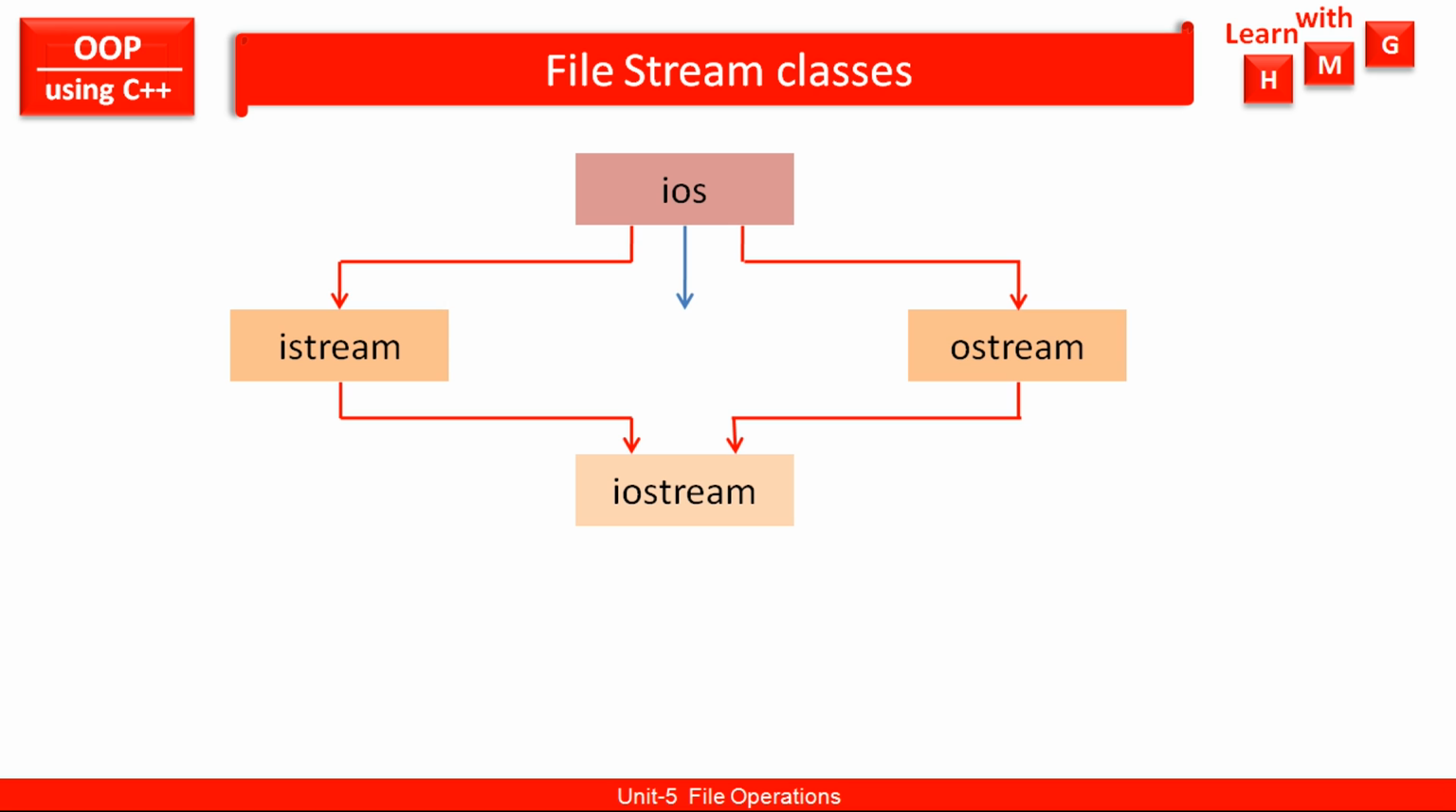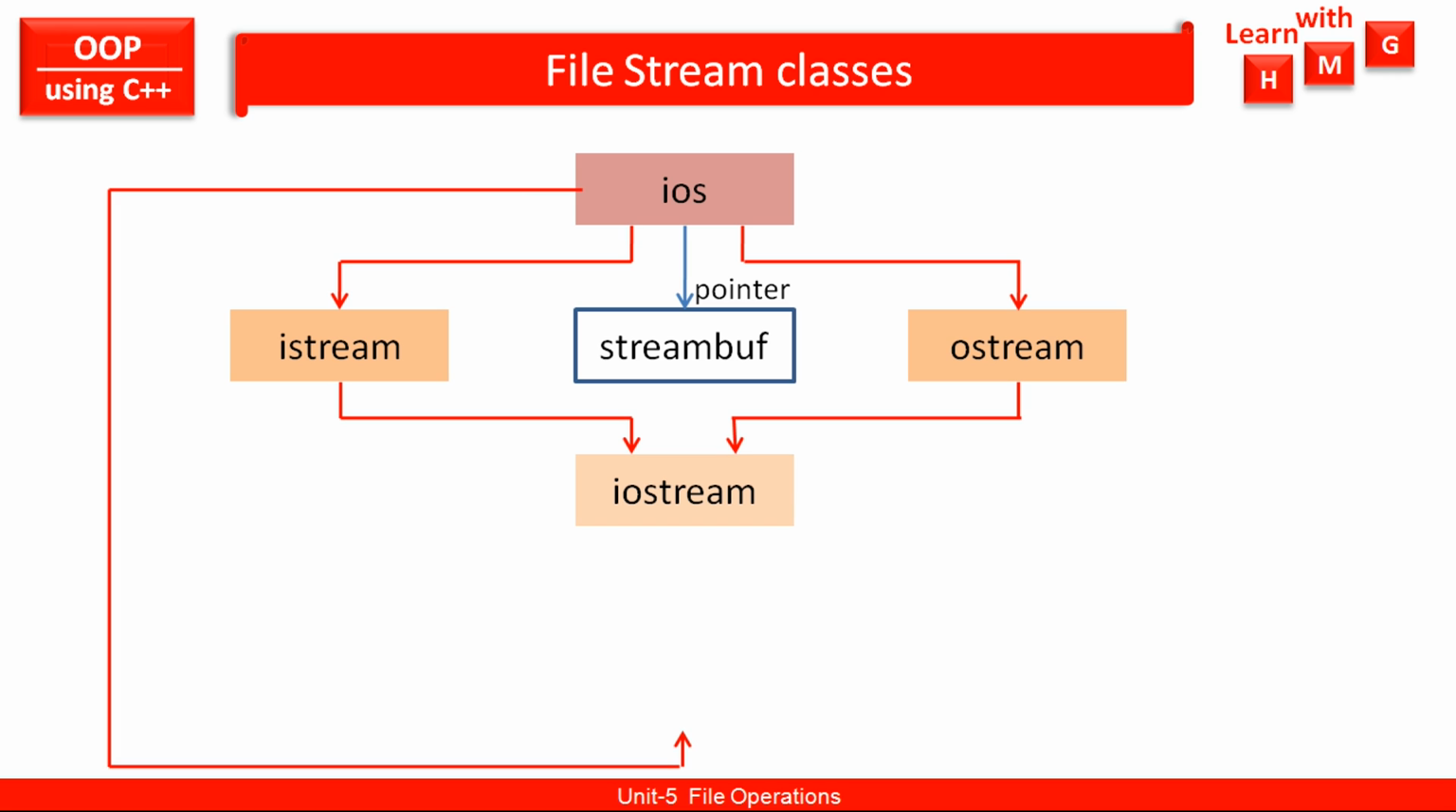From this iOS class there is one pointer pointing to stream buff, that is the stream buffer. So this is a pointer type object which is created in the iOS class. Again from the iOS class one more class is derived, that is the fstream base class. So the fstream base class is the derived class of the iOS class. Now this hierarchy is extended further.